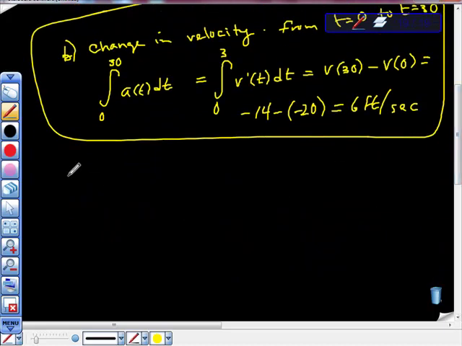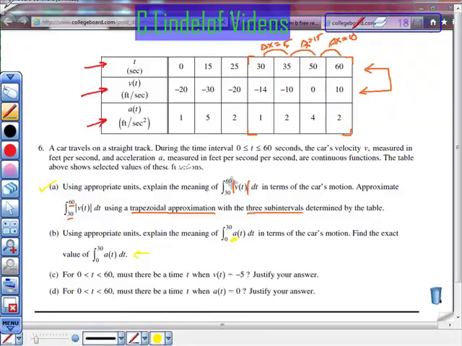We're getting there. Look, I bet we're not 5 minutes into this, and we have 15 minutes to get this done. So knowing kind of what we're going to do next is going to be the most helpful. So we have this done. It says for t is greater than 0 and less than 60, must there be a time when v of t is equal to negative 5? Justify your answer.